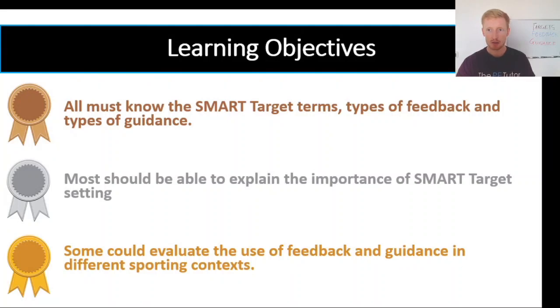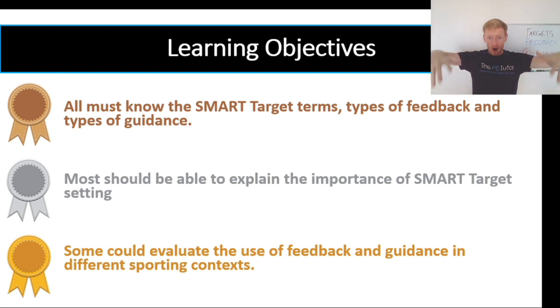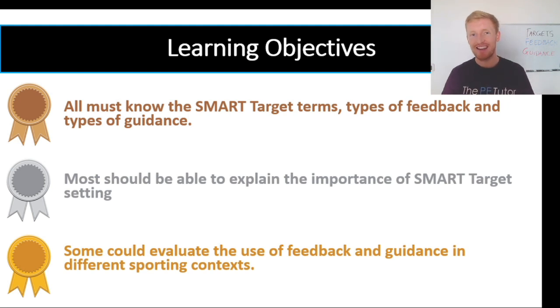Which brings us to the end. So hopefully by now you know what SMART targets are and the different types of feedback and guidance. Hopefully you can define and explain all of those and be able to link feedback, guidance and SMART targeting into sporting situations. We looked at 4 just then at the end, with football, baseball, swimming and tennis, 1 in the middle. So just to give you an idea of how they can be applied.